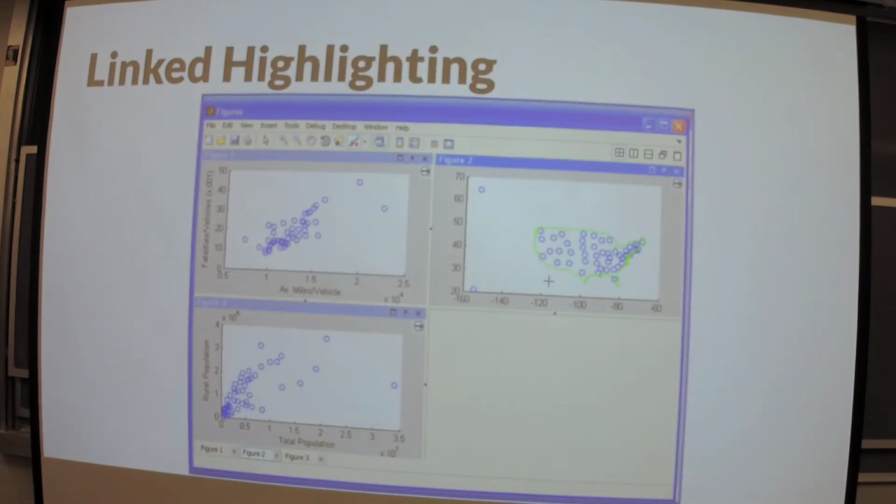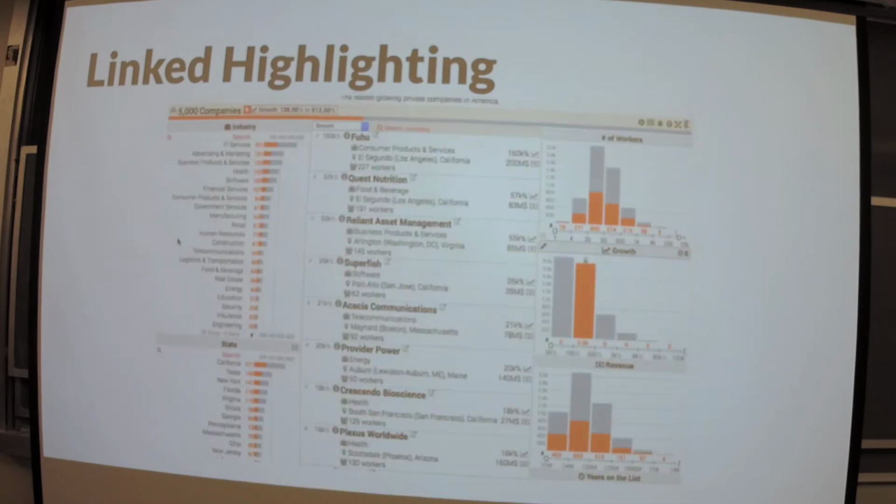So this is the simplest example here, linked highlighting. This is a MATLAB figure where you simply have a geospatial plot and two scatter plots. When you brush in one region, all of the other elements that are the same item are highlighted in the other plots. This is a very powerful interaction paradigm, because we can simply use an optimal encoding like scatter plots here and still understand relationships.